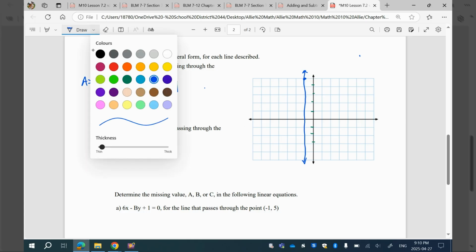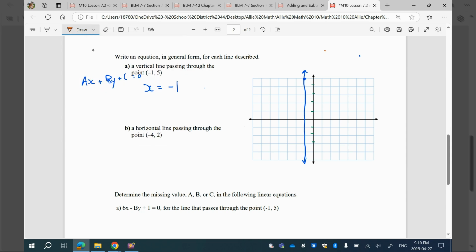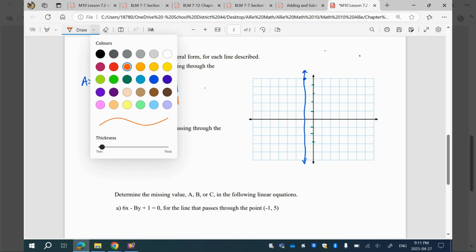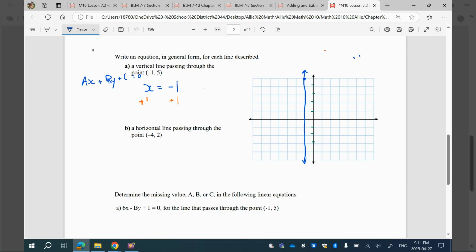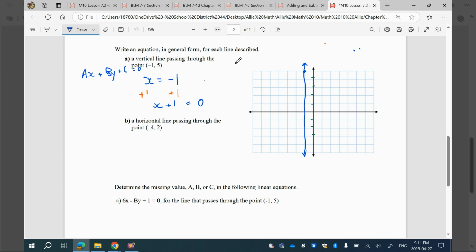So let's move the 1 over by adding 1 to each side. And so we've got x plus 1 equals 0. And then you can see that this is true, that -1 plus 1 does equal 0 at every single point. So there you have it. Let's do our next one.